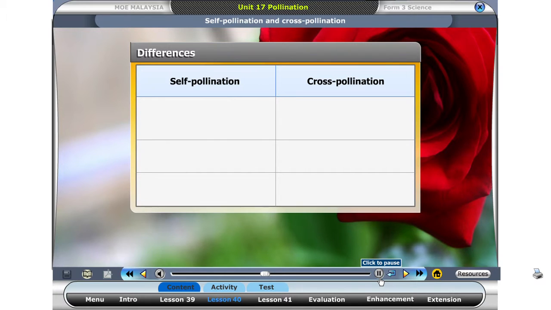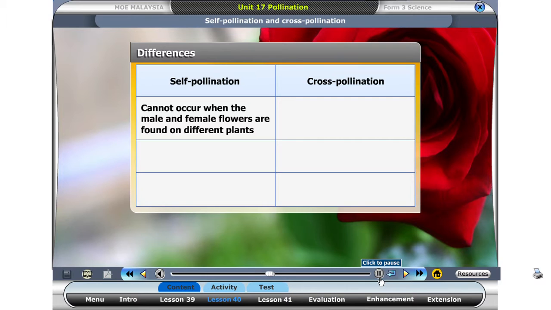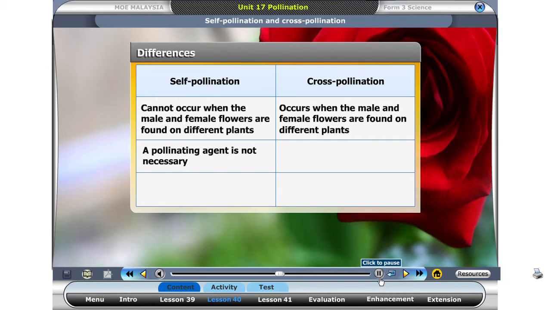Here are the differences between self-pollination and cross-pollination. Self-pollination cannot occur when the male and female flowers are found on different plants, whereas cross-pollination can. Self-pollination does not necessarily have to involve a pollinating agent. For flowers where the anther is higher than the stigma, self-pollination can occur without a pollinating agent. However, cross-pollination cannot occur without a pollinating agent.